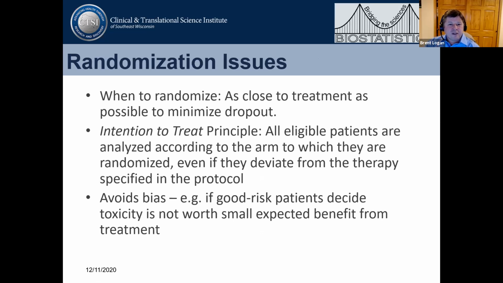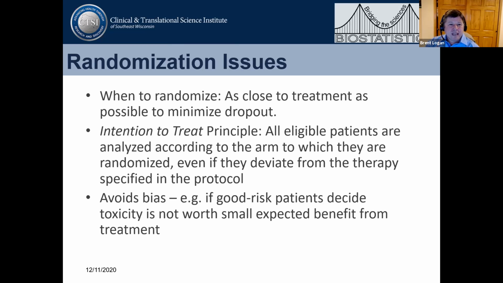Another important randomization issue is the idea of when to randomize. Ideally, you want to randomize as close to the administration of treatment as possible to minimize dropout. The reason for that is that the standard for analysis of a randomized trial is to analyze it with the intent to treat principle. That means that all the eligible patients are analyzed according to the arm that they're randomized to, even if they deviate from the therapy specified in the protocol. So if they're randomized to arm A and then they get arm B, they're still analyzed as if they were in arm A.